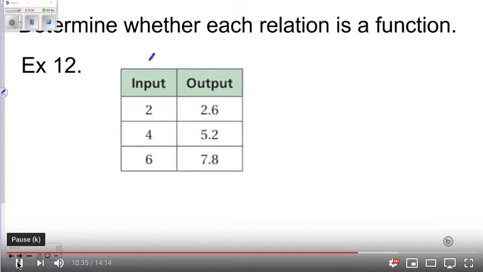Here's another example with a table. Your input is x and your output is y. We have 3 different inputs, so this one is a function.